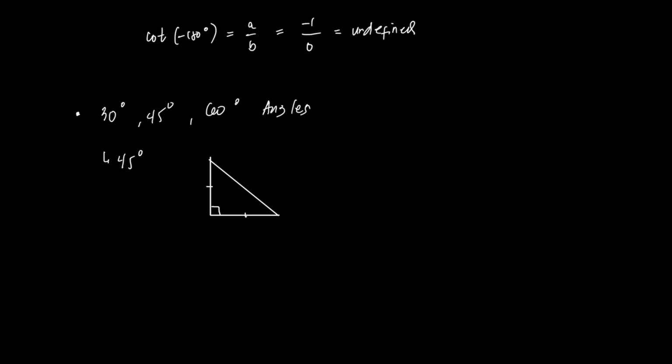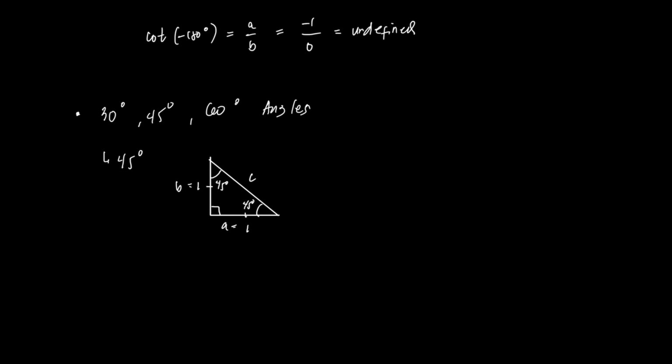Since this triangle is an isosceles triangle, and this is a 90-degree triangle, therefore this angle here is 45 degrees, and this one is also 45 degrees, since the sum of the three angles in a triangle is 180 degrees. Now suppose this side here is 1, therefore this is also 1. Okay, and we call this side A, this is B, and this is C.